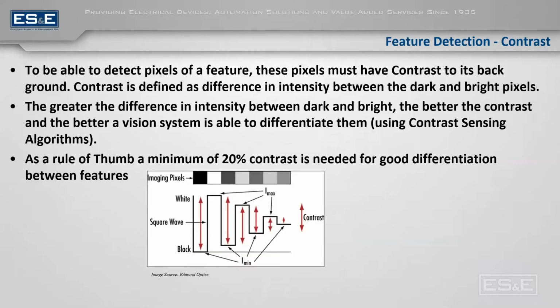So when we detect pixels of a feature, these pixels must have contrast to their background. When you're looking at an object, getting contrast is one of the most important things, because if you have better contrast, you'll have a better image, and you'll get more accurate results when looking at and inspecting your objects. The bigger the difference between dark and bright, the better the vision system is able to differentiate them. A rule of thumb is you want a minimum of 20% contrast, which is typically needed for good differentiation between the features.